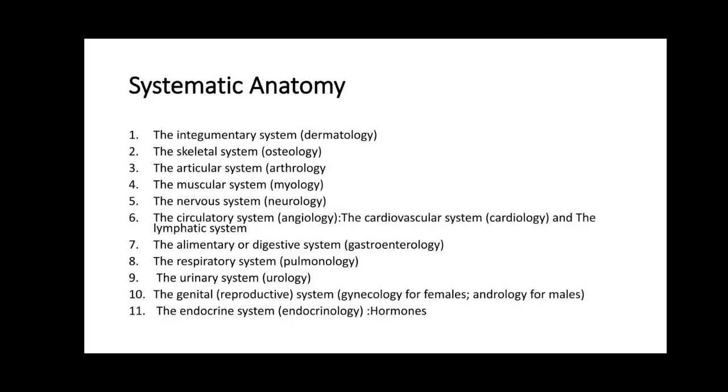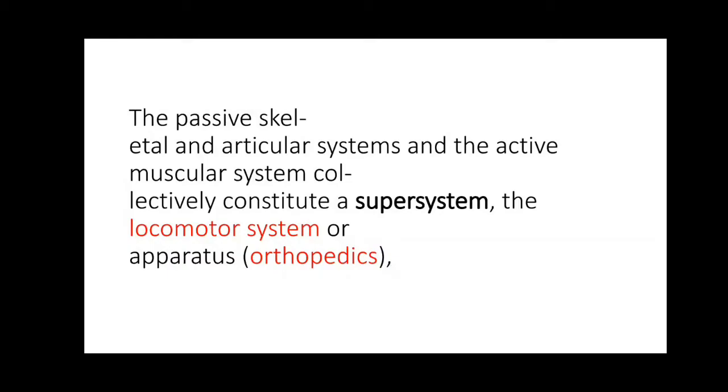Now, all of these different systems that we have studied do not work in isolation. The passive skeletal and articular systems and the active muscle system collectively constitute a super system, the locomotor system or apparatus, which we know as orthopedics, because they all work together in order to produce locomotion of the body. That means the movement of the body.